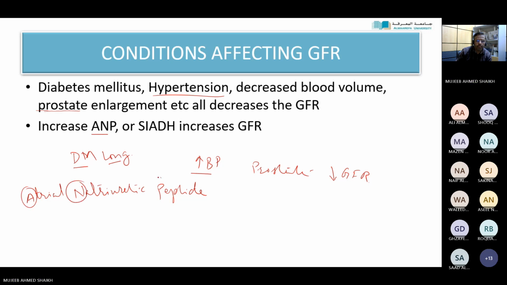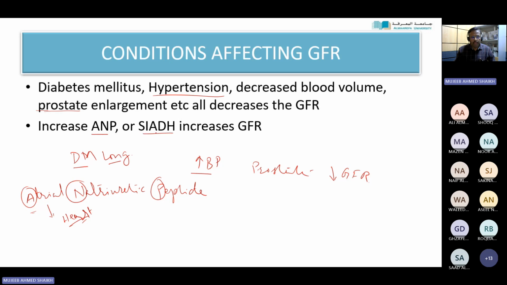ANP. Coming from where? Where will it be released? Atria. Atrium, or it is coming from the heart. Right or left atrium, or just simply remember that ANP is released from the heart.